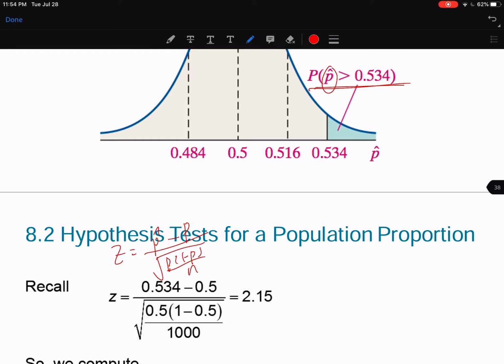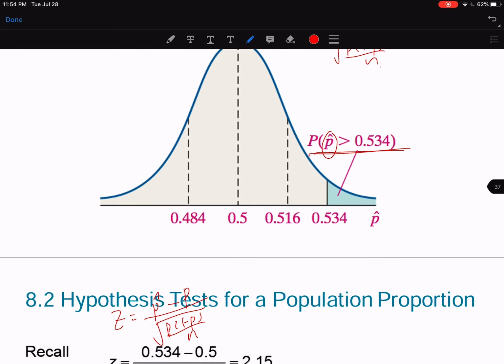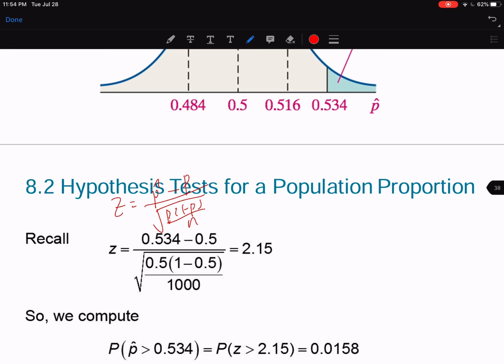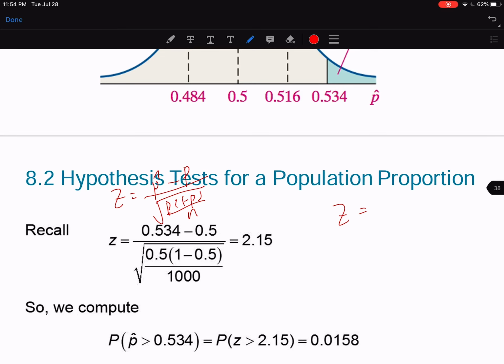I'm not sure if you still remember the standardization of a normal variable or not. In general, z is equal to x minus mu over sigma. So basically, the variable minus the mean, divided by the standard deviation. Since the variable over here is p hat, and we know the expected value of p hat is p, this is mu sub p hat.